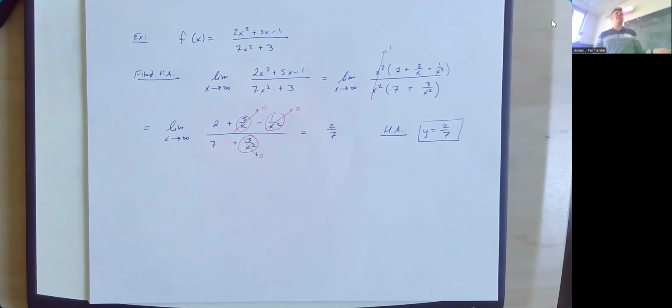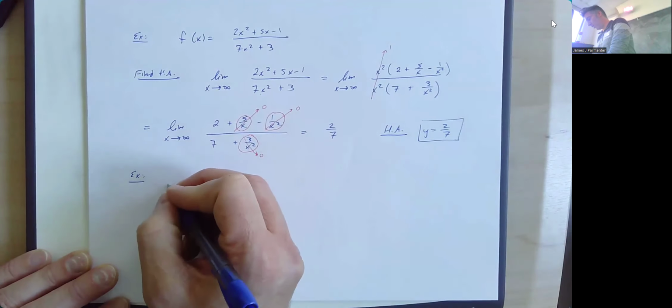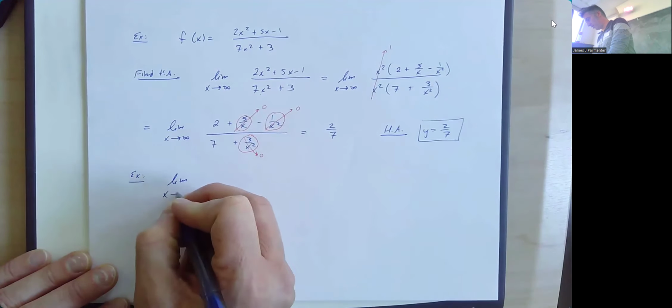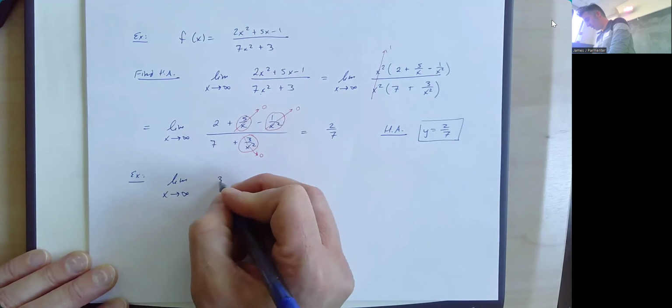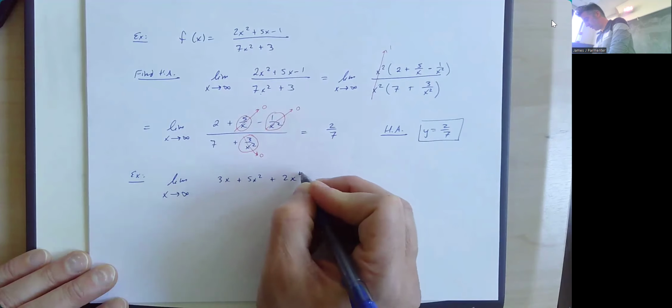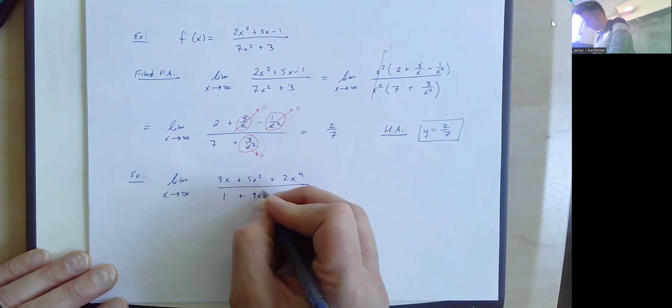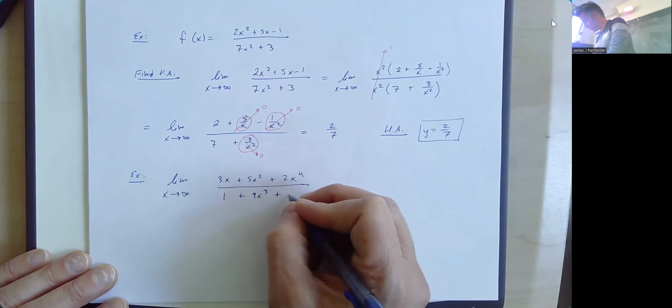There is a pattern that emerges when you look at limits of rational functions where the degree on top and the degree on the bottom are the same. So for example, if I said, what's the limit as x goes to infinity of 3x plus 5x squared plus 2x to the 4th over 1 plus 9x cubed plus, I don't know, 6x to the fourth.